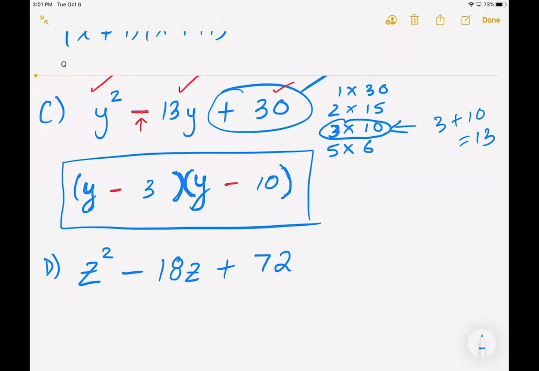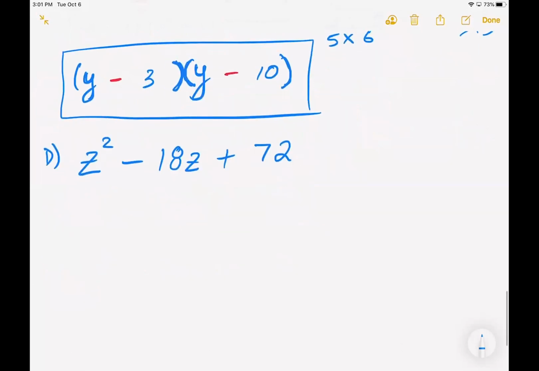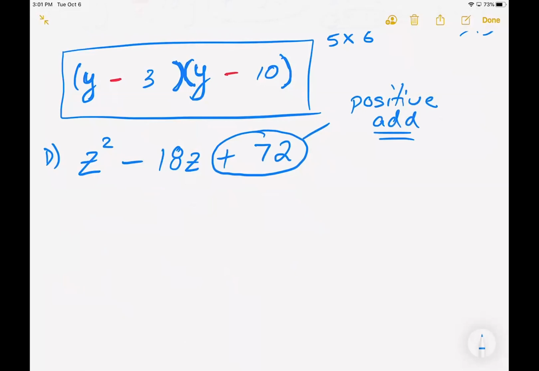It's just because 72 is a big number, right? If you look at this, the first thing you want to identify is, we ask ourselves, is this a positive or negative? And if it's a positive, we think in terms of adding, right? So are there two numbers multiplied to give me 72 that add together to give me 18?